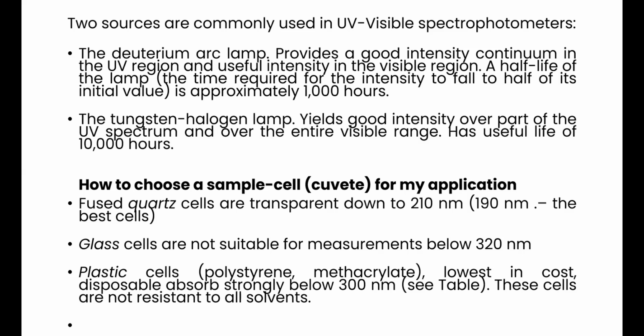Now, what are the cuvettes? Cuvettes are of different types. They may be glass cuvettes, or plastic cuvettes, or quartz cuvettes. When you are working in the UV range, quartz cells are used, fused quartz cells. They are transparent down to 10 nanometers in the UV region. Glass cuvettes are suitable for the visible range, and polystyrene or methacrylate can be used, but not strongly below 300 nanometers. They are not resistant to all the solvents, but they are resistant to some of the solvents, and this is like disposable material, right?